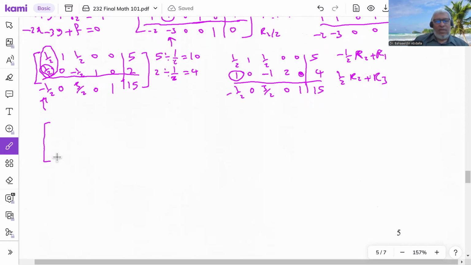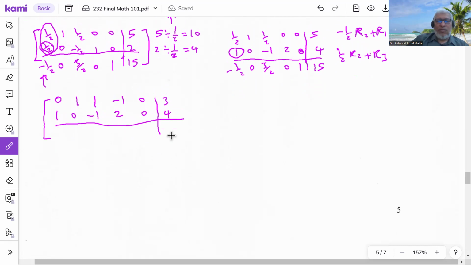So the new matrix would be negative half plus half, that's 0, 1. Negative half times negative 1 is half plus half, that's 1. Negative half times 2 is negative 1 plus 0, 0. And negative half plus 4 is negative 2 plus 5, that's 3. And the second row as it is. And then the objective row, half plus minus half is 0.